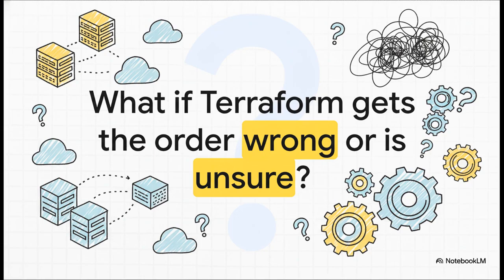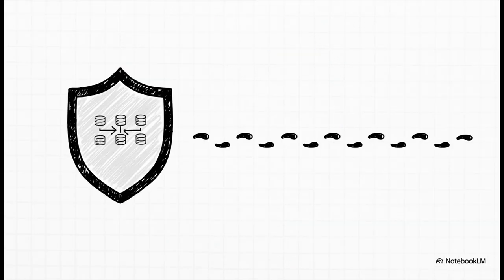And that's a totally valid question. We're trusting this tool to build our infrastructure, which can be complex and expensive. So what happens if it's not 100% sure about the order of operations? And the answer is incredibly reassuring. Terraform will never, ever guess dangerously. It's just not built that way. Its core design philosophy is to be predictable and, above all else, safe.